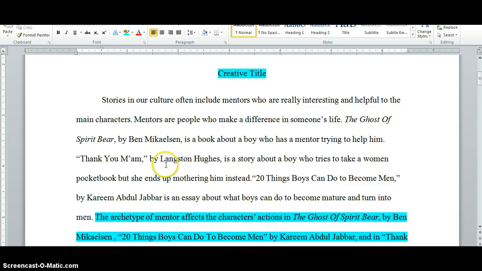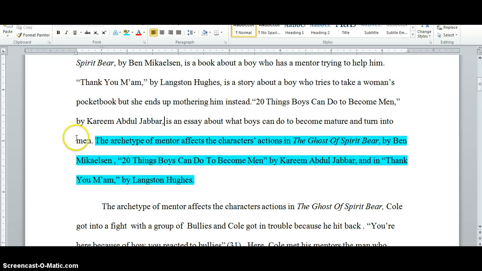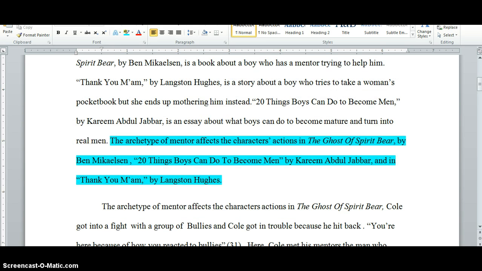"Thank You, Ma'am by Langston Hughes is a story about a boy who tries to take a woman." This is women. He does it for more than one? "Tries to take a woman's pocketbook, but she ends up mothering him instead." Sounds familiar. "20 Things Boys Can Do to Become Men by Kareem Abdul-Jabbar, is an essay about what boys can do to become mature and turn into men." Or you could say real men, even. That's up to you. "The archetype of mentor affects the character's actions in The Ghost of Spirit Bear."